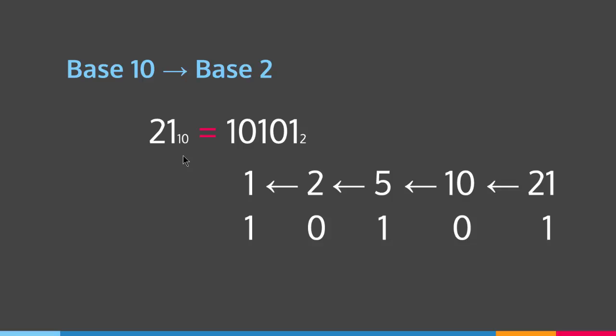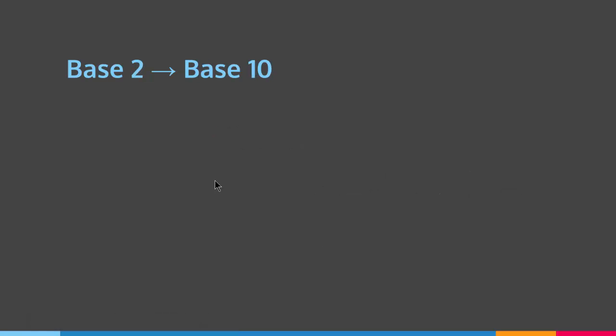Let's see how we can turn a number that was in base 2 into a number that is in base 10. So we'll do it opposite. Suppose we have 10101. This is equivalent to 21 as we saw it. How can we turn this into a number that is in base 10?